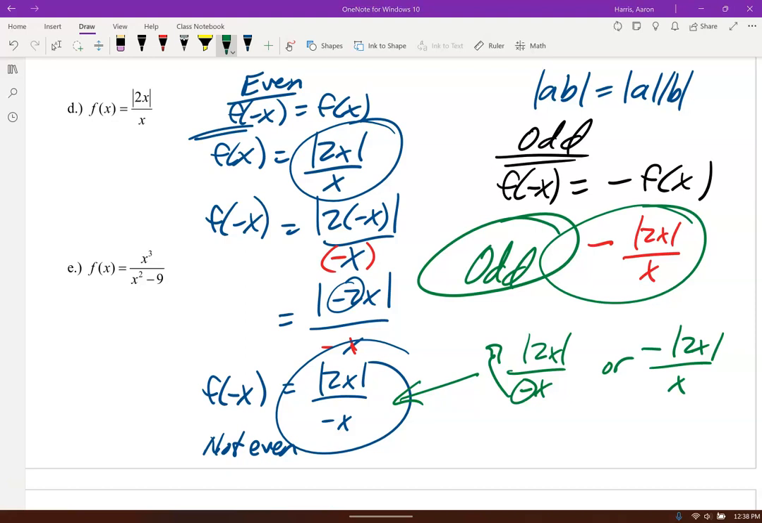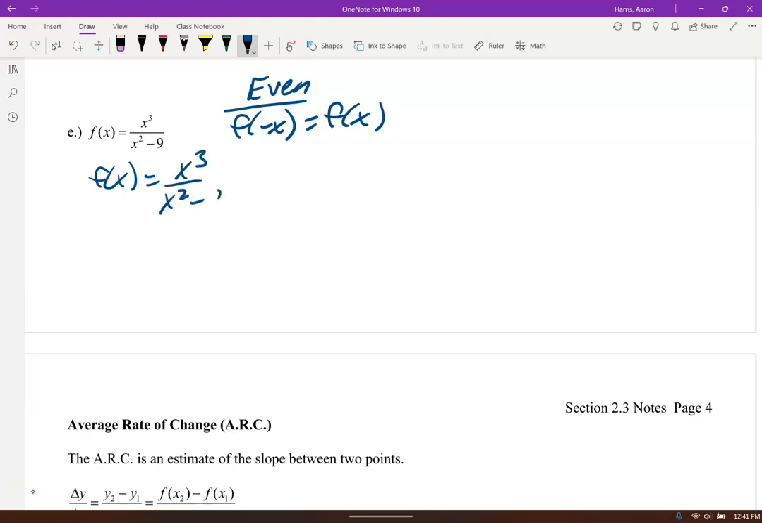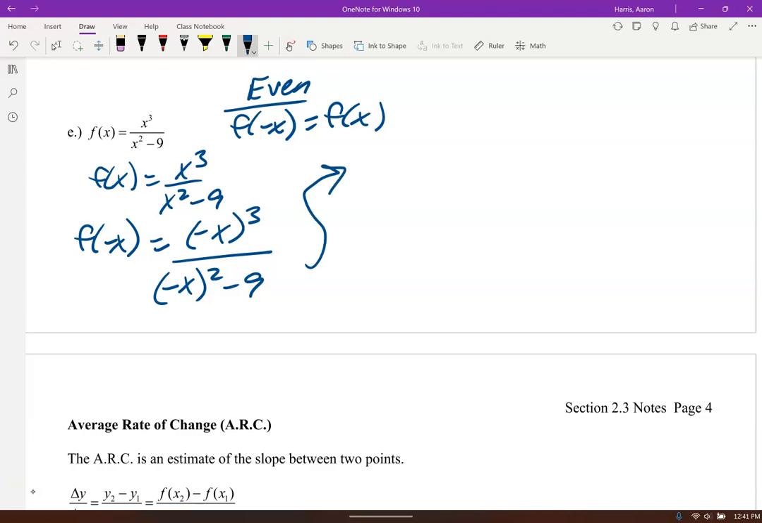Let's do this last one. All right, let's check this last one. Is this thing even? When I plug in negative x, do I get the original? Well, here's the function. Let's plug in negative x and see what we get. Bring it up here. Negative x cubed is negative x cubed. Negative x squared is x squared minus 9.